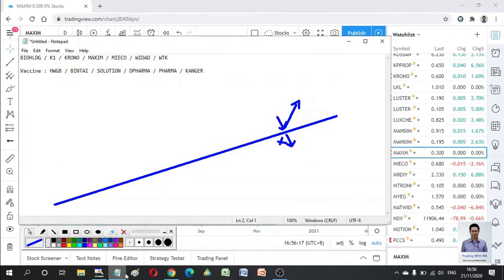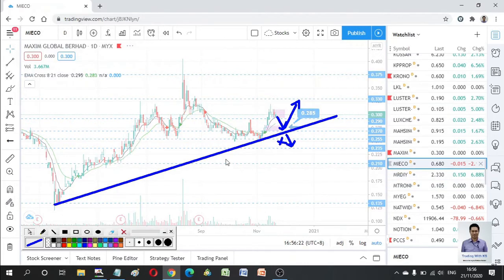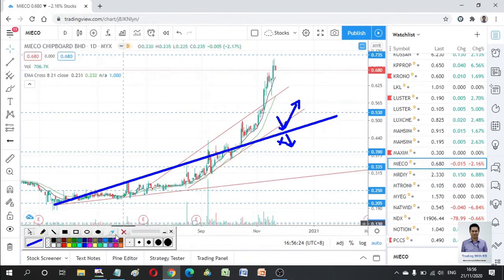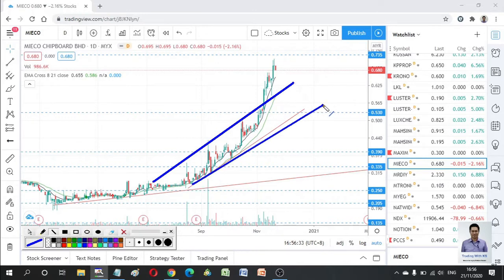Let's look at another one. Michael. Okay, Michael, you have to wait for the price to come down. You have to wait for a retracement. The price is too far away.